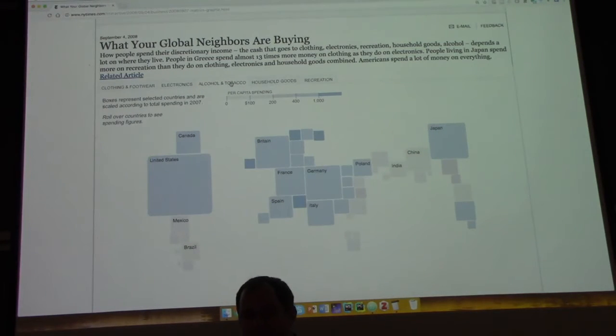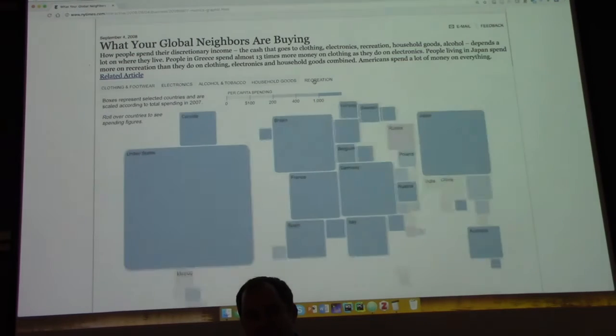And so what do you think about this visualization? I do like the individual ones, right? But the comparison is really hard.